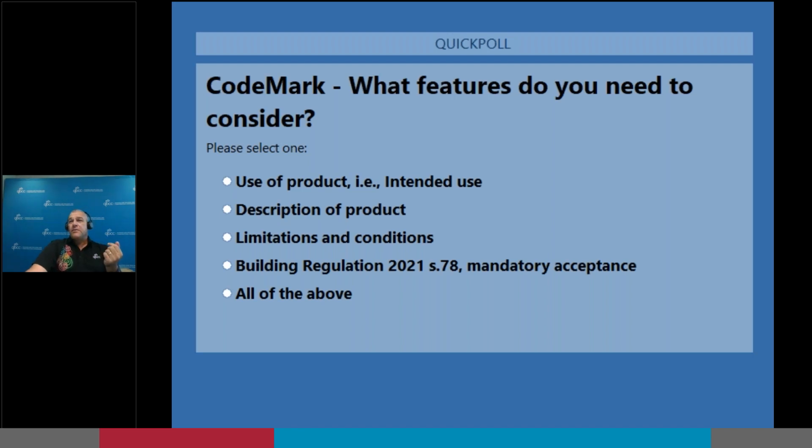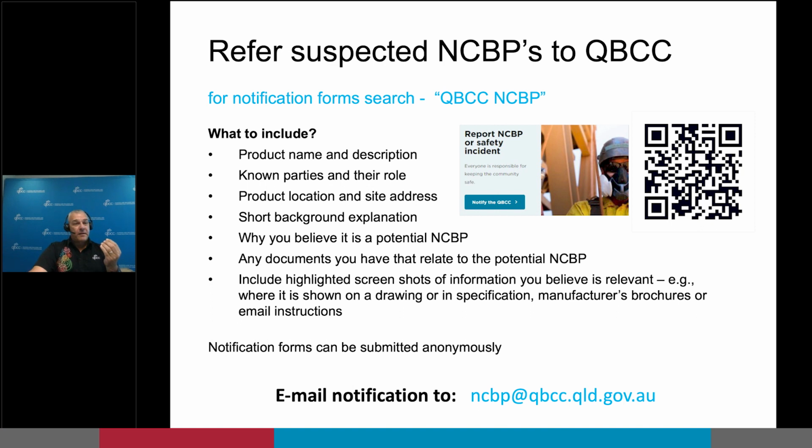So what happens if you suspect that a product is an NCBP? Remember the example we gave about being recalled for the battery one that's on TV at the moment? You need to refer it to us. Remember, you've got 2 days to do that. How do you do that?